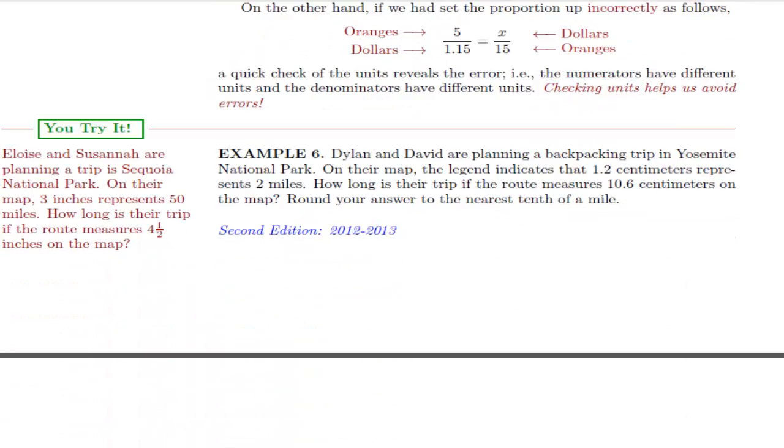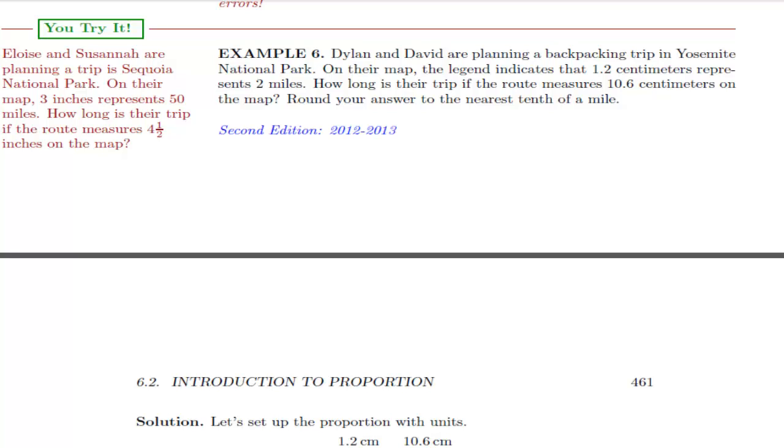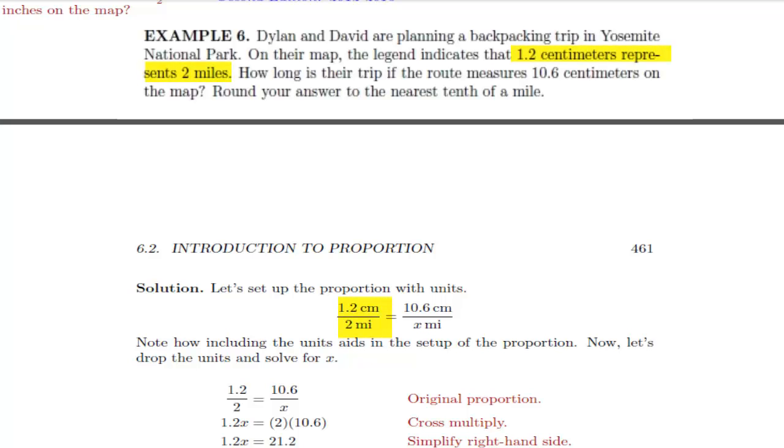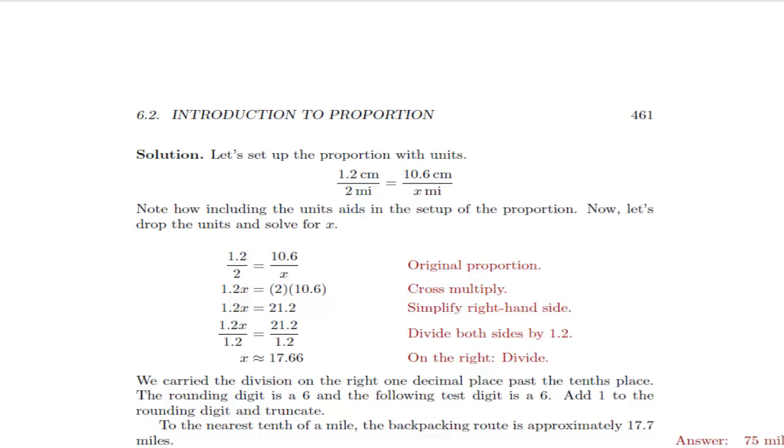Example 6. Dylan and David are planning a backpacking trip in Yosemite National Park. On their map, the legend indicates that 1.2 centimeters represents 2 miles. How long is their trip? The route measures 10.6 centimeters on the map. Round your answer to the nearest tenth of a mile. Solution. Let's set up a proportion with units. So 1.2 centimeters is to 2 miles as 10.6 centimeters is to x miles. Note how including the units aids in the setup of the proportion.